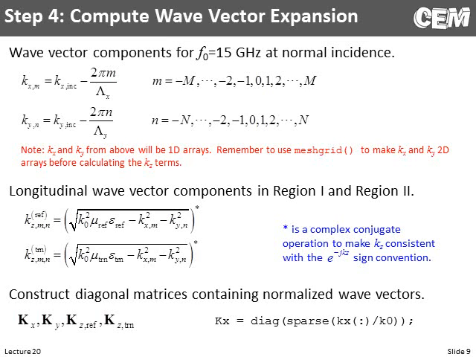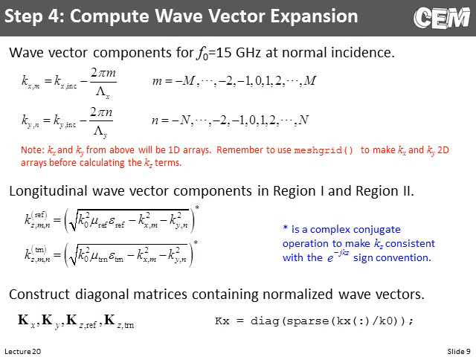Given those, we will calculate the longitudinal components in the reflection and transmission regions, and we use the dispersion relations to do that. We'll also notice we take the complex conjugate of that, and that's to enforce the sign convention that we use. Remember, that was e to the minus jkz that we've adopted for this. So we'll take the complex conjugate, and that sorts out any signs on the imaginary component.